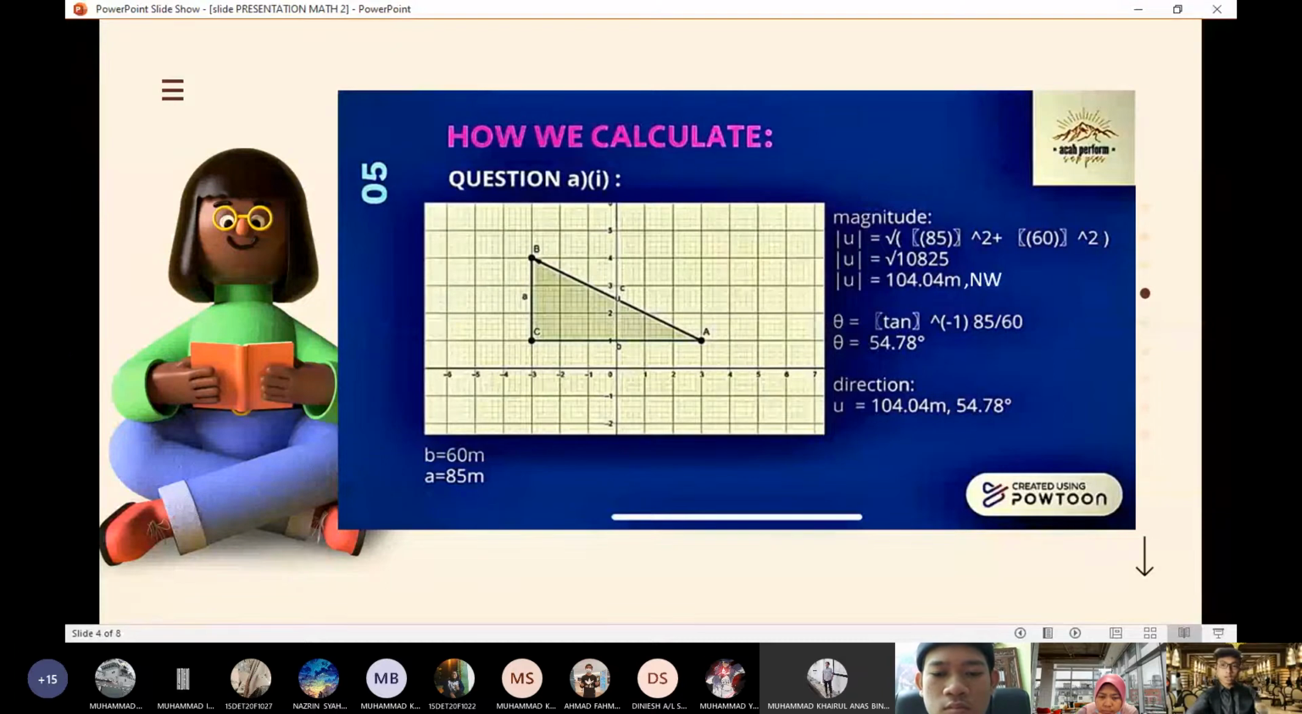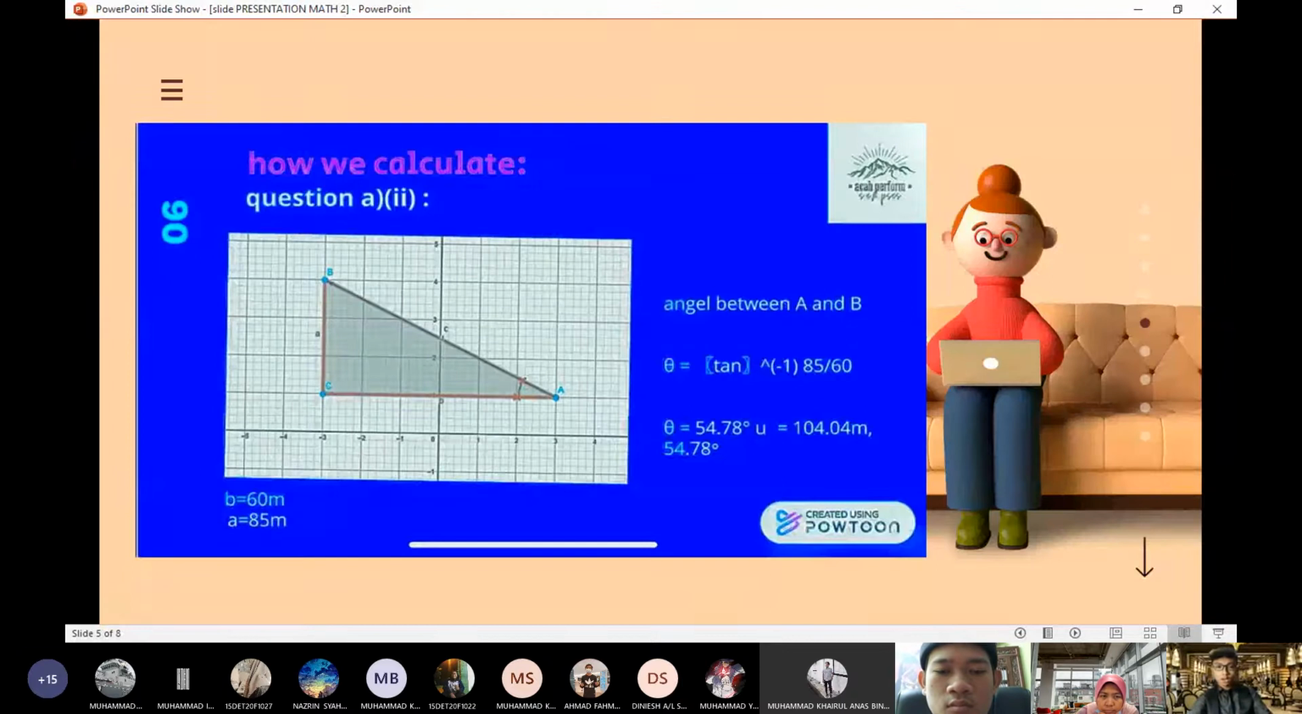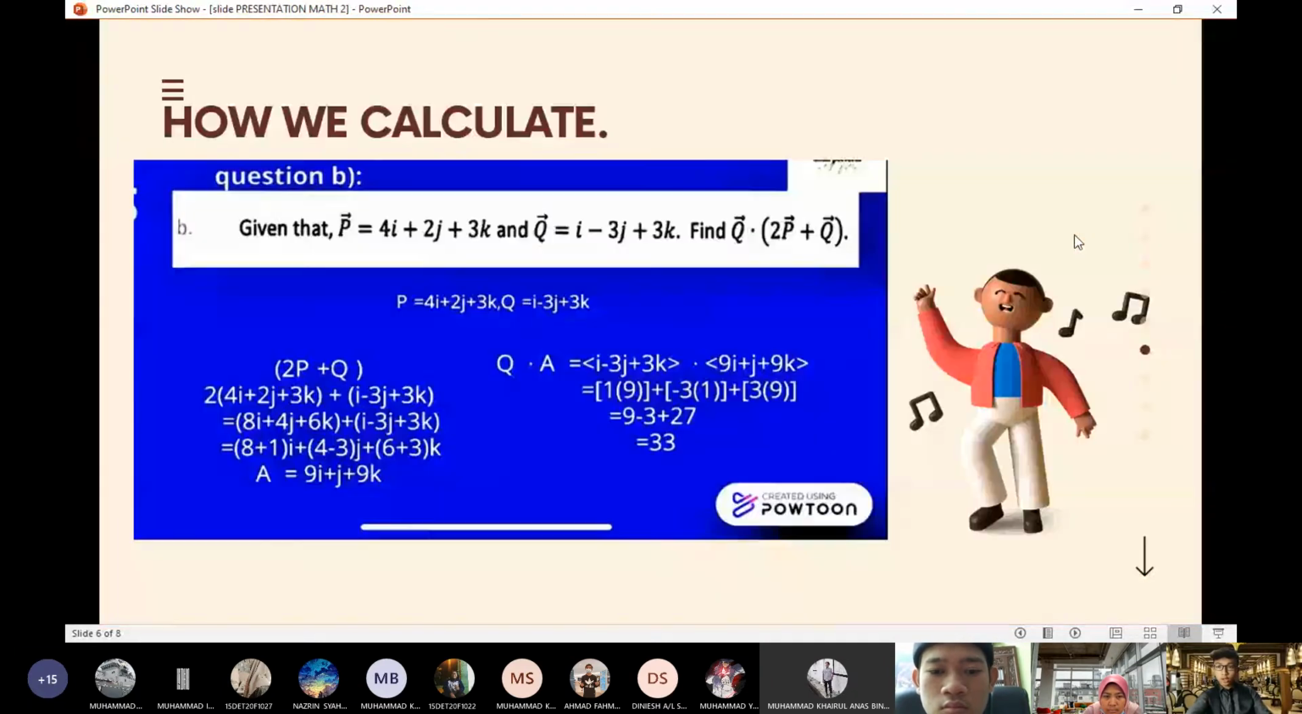15.78 degrees. Then we move to the next question, question A2, which is the angle between A and B. For this question, we use the formula given in this slide, which is shift tan of y divided by x, which is shift tan 85 divided by 16. So the answer we get for the angle between A and B is 15.478 degrees.